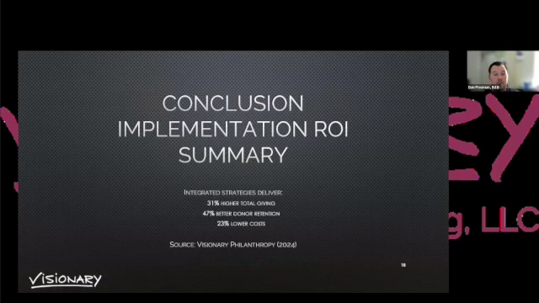So, just kind of conclusion here. Before we open it up, I feel like we're doing good on time. This was kind of what I was hoping. Integrated strategies deliver 31% higher total giving, 47% better donor retention because of that increased affinity across multiple areas.